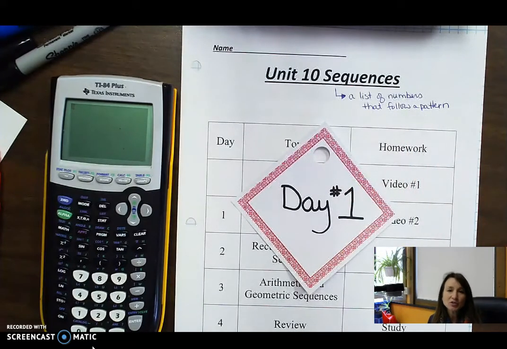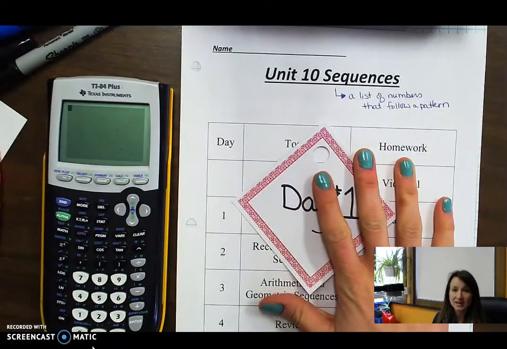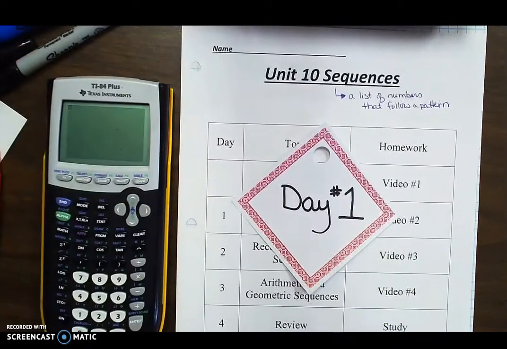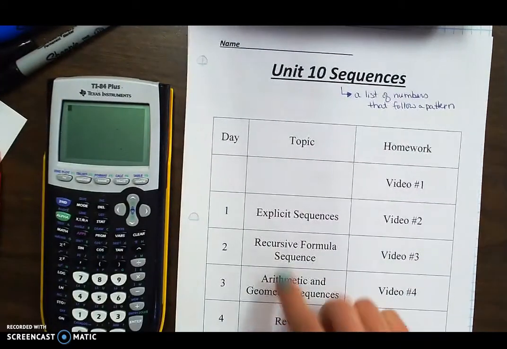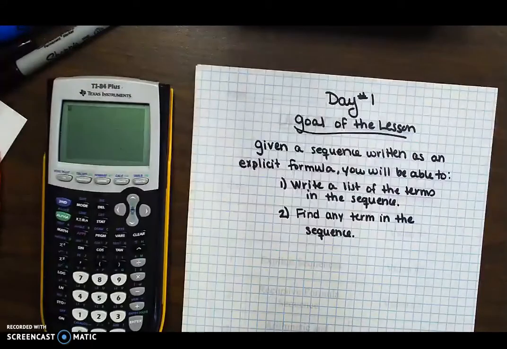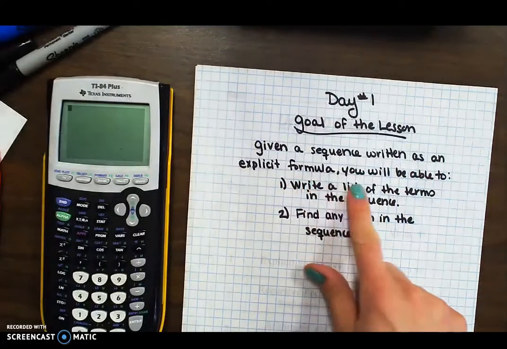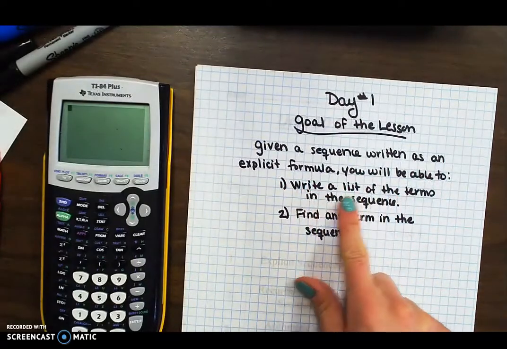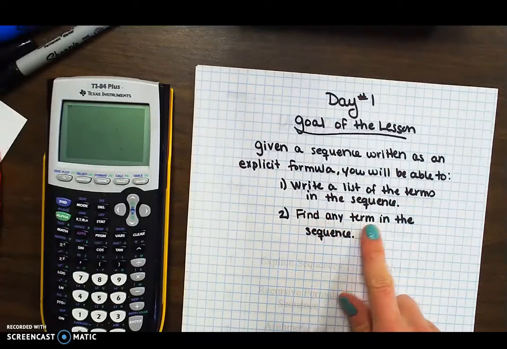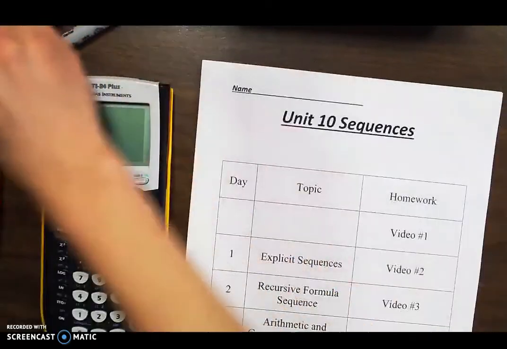Now, every day in this unit, you're going to be needing your graphing calculator as well as your note packet from class. All right, today we are going to be exploring our day one, which is all going to be about the explicit formula of sequences. So our goal for today: given a sequence written as an explicit formula, you will be able to write a list of the terms in the sequence and find any term in that sequence. So let's go ahead and get started.